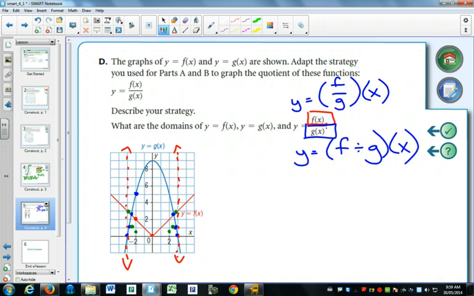Look at this point. The red point is 0. That's a whole number. The blue point is 9. What's that going to be when you divide it? That's going to be 0.